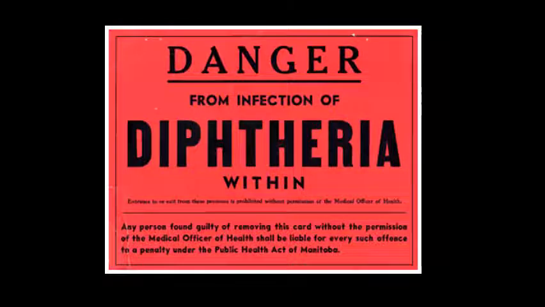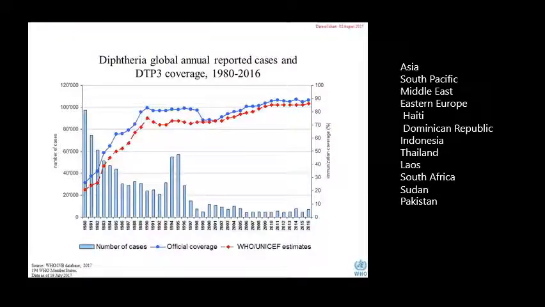All right, here's what you would have had on your door if you lived in Manitoba and you had diphtheria. So these were people who were really in quarantine. All right, here's the global annual reported cases of diphtheria up until 2016. These are countries that still have outbreaks of diphtheria constantly.